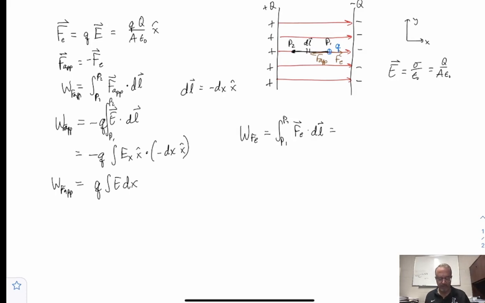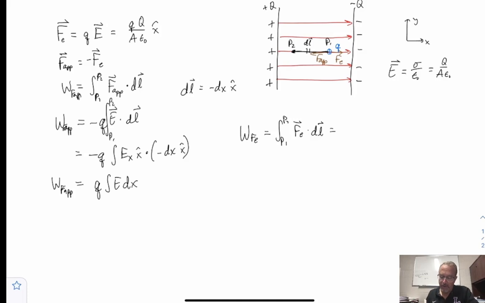The reason is because we have to do a positive amount of work in order to move the charge against the electric field. The dl is negative because we're moving along the negative x direction, whereas the electric field is operating in the opposite direction. So in moving the charge from P1 to P2 against the electric field, the applied force has to do a positive amount of work.